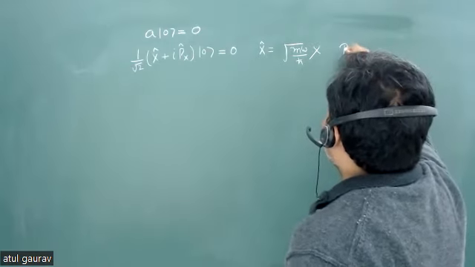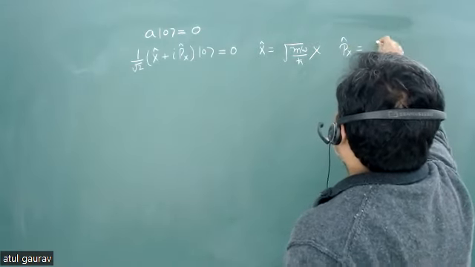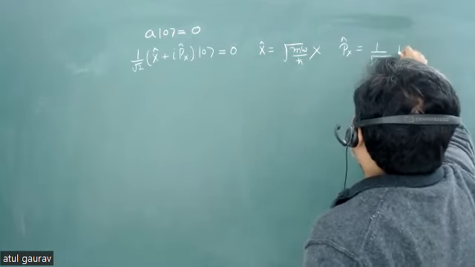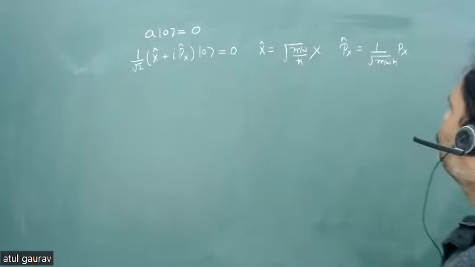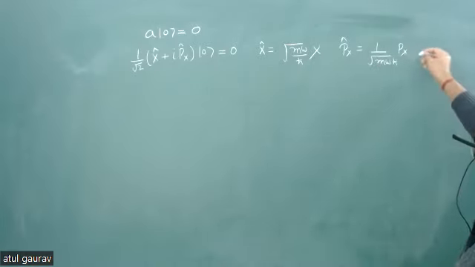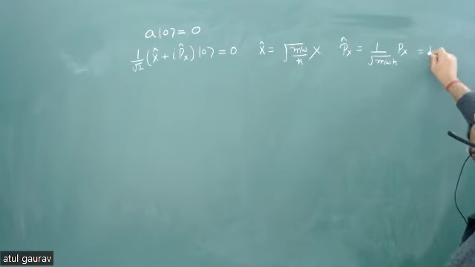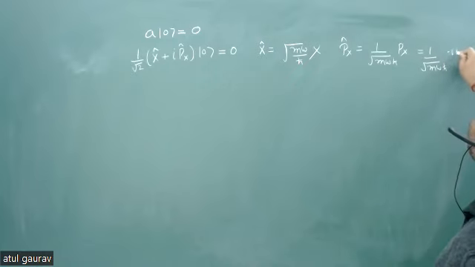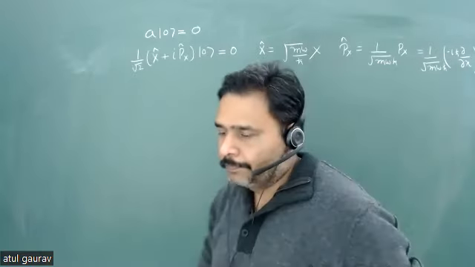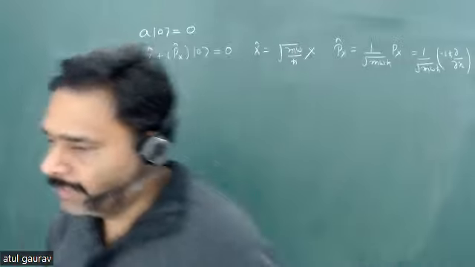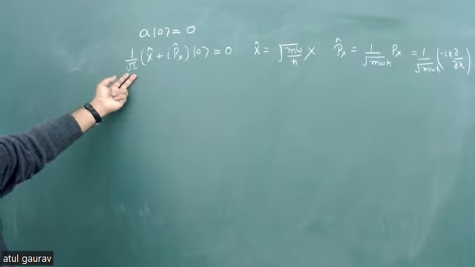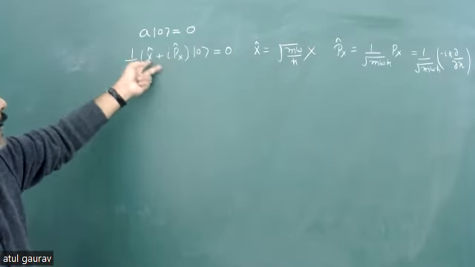And what is my p_x cap? It is nothing but 1 upon root under m omega h cut times p_x. Yes? And what is this p_x? This is momentum, and this is 1 upon root m omega h cut times minus i h cut del upon del x. लिख सकते ना? Yes, sir. So what we are going to do, root 2 is not significant because the right hand side is 0. So we will just take this one.